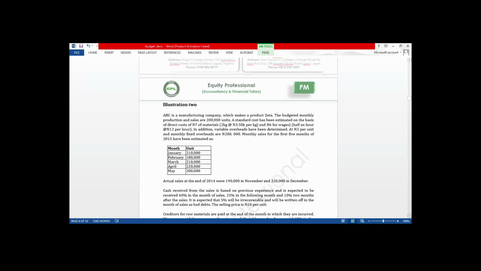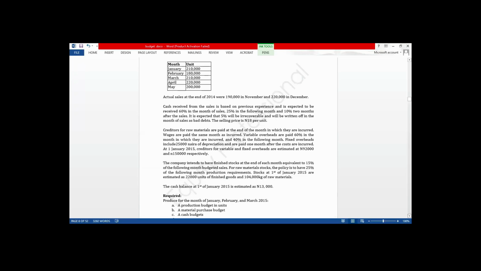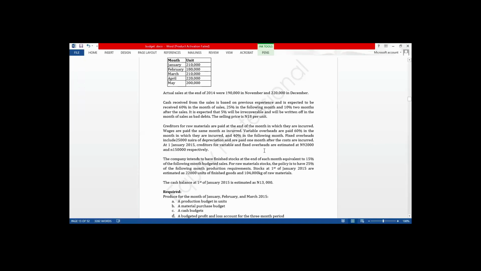Let's continue. Look at those two paragraphs. It's talking about payment. All right. Wages are paid the same month as incurred. Variable overheads are paid 60% in the month in which they are incurred and 40% the following month. Fixed overhead includes 25,000 naira of depreciation and is paid 1 month after the costs are incurred.